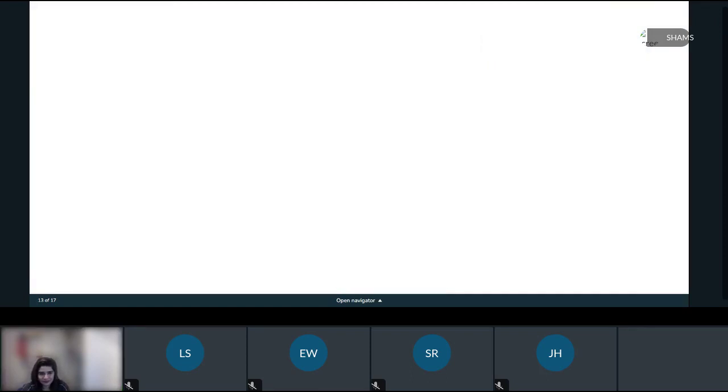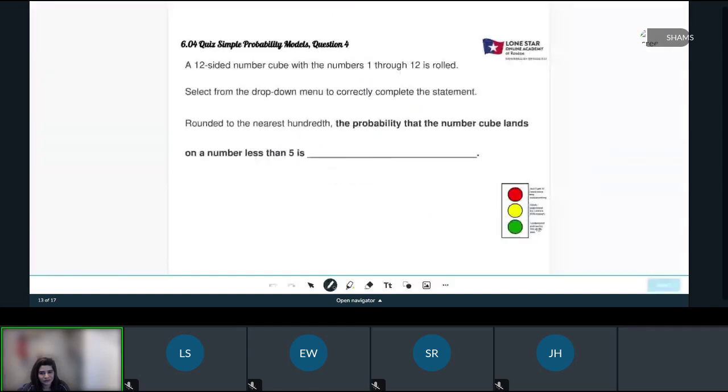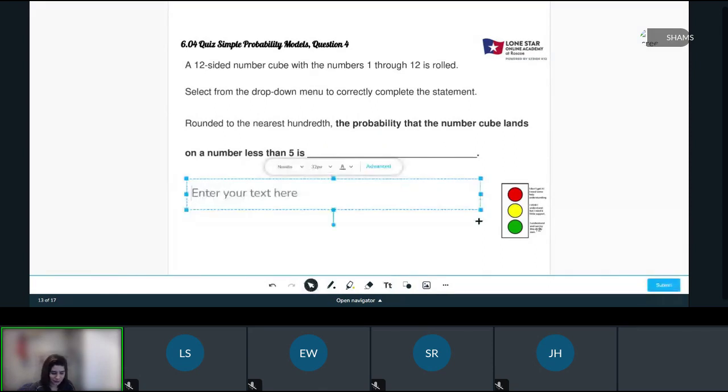Second variety again. Talking about that 12-sided number cube. And let's write down our possible outcomes. It is a 12-sided number cube, numbered 1, 2, 3, 4, 5, 6, 7. These are the possible outcomes.